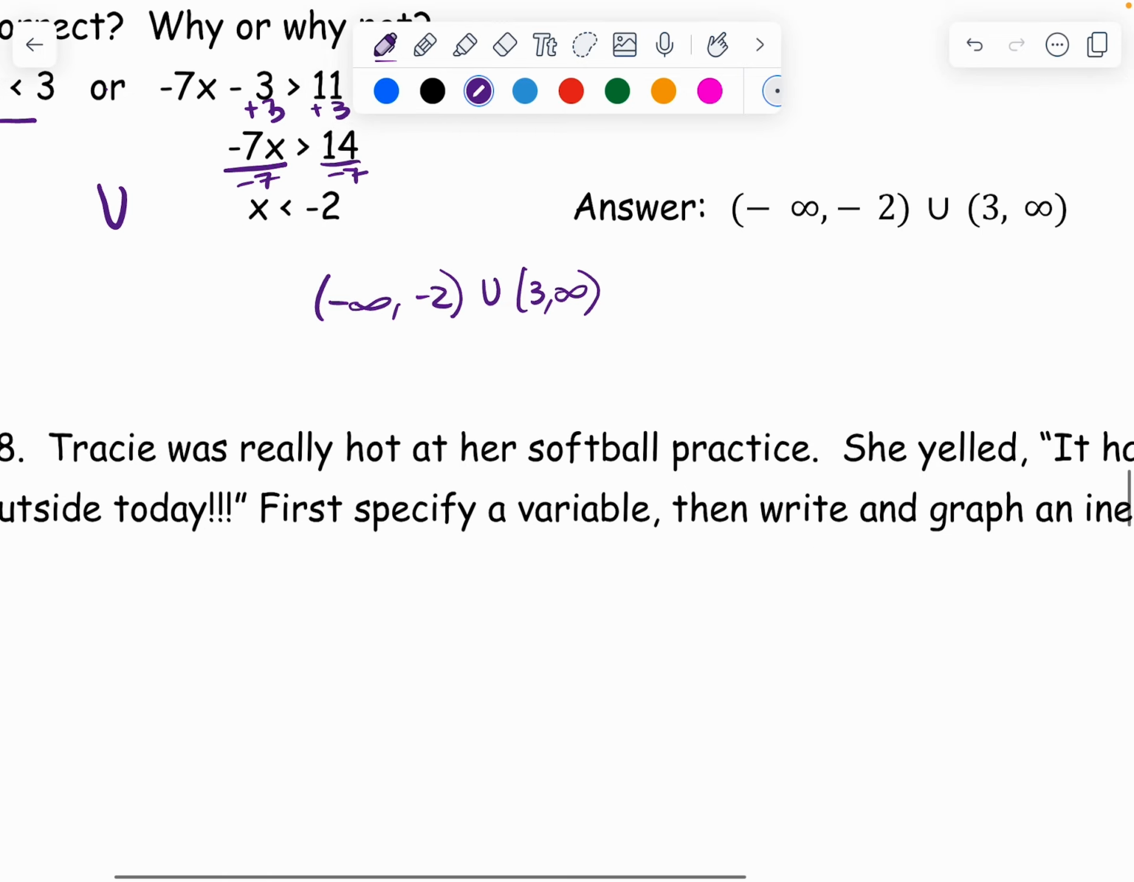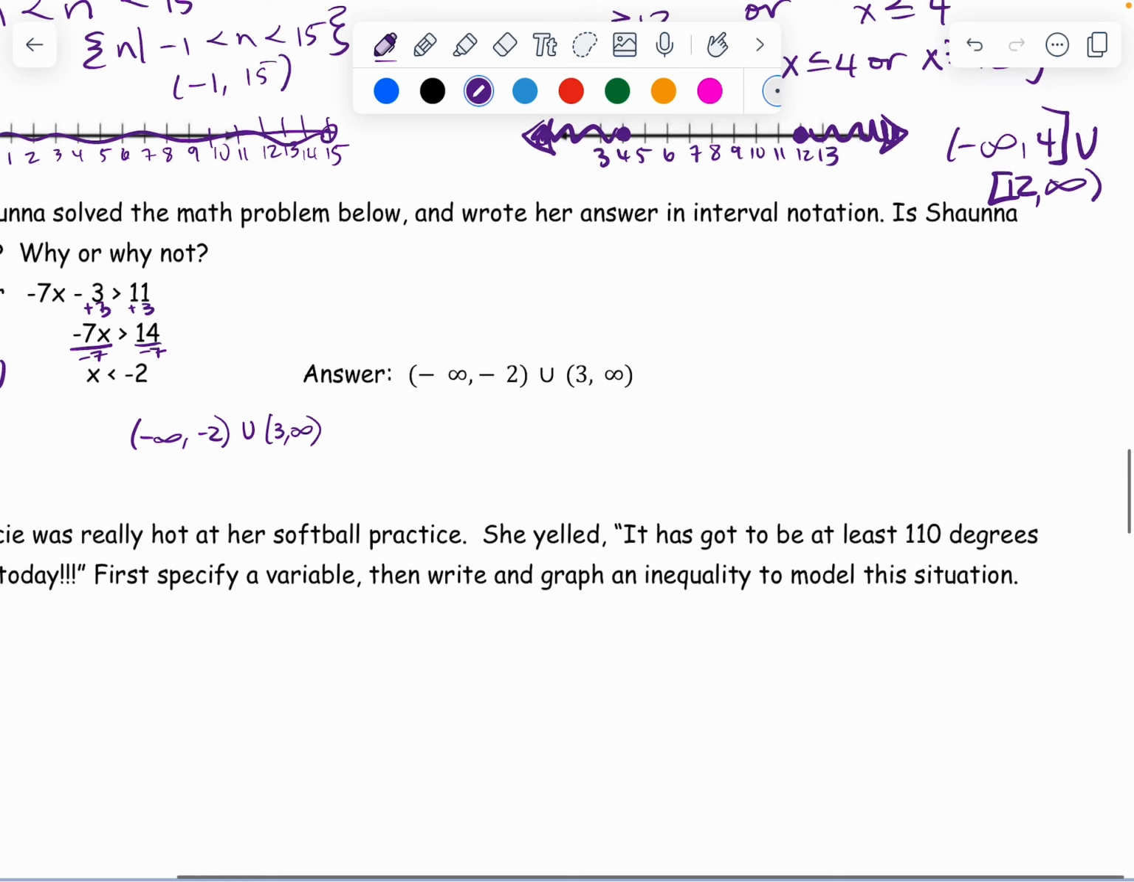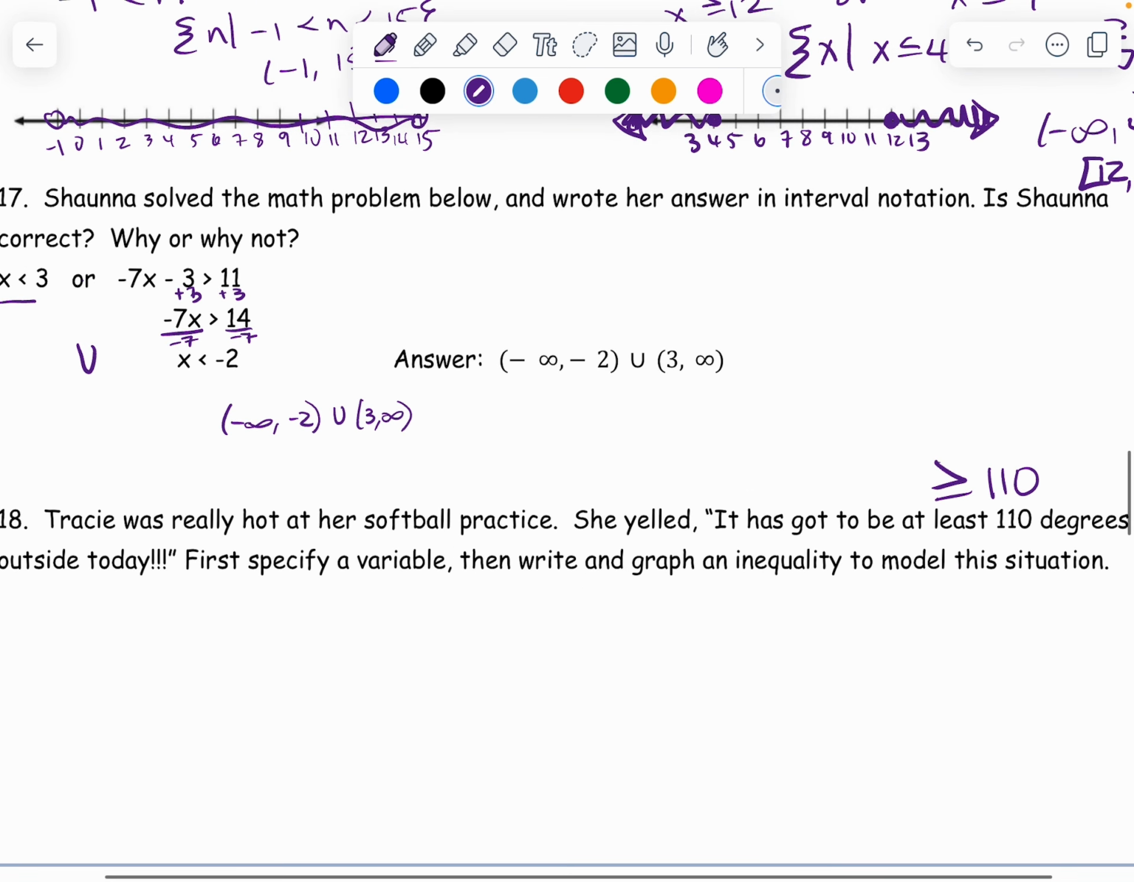Okay, Tracy was really hot at our softball game. She yelled, it has to be at least greater than or equal to 110 degrees today. First, specify a variable. Let x equal the temperature.